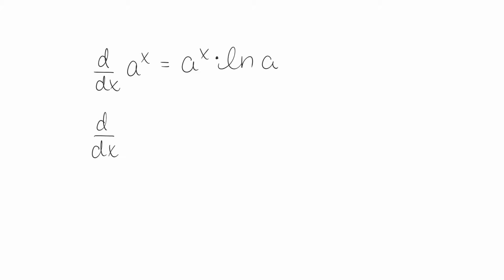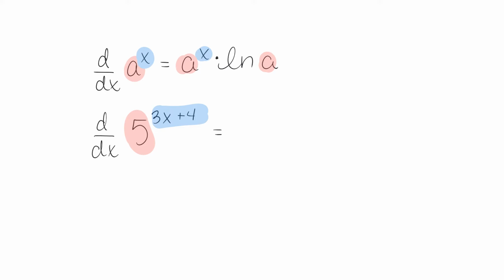Let's write this down so we don't forget. The derivative of a to the x is a to the x times the natural log of a. All right, so let's try another one. What is the derivative of 5 to the 3x plus 4? Again, my 5 is a, and 3x plus 4 is my x. So let's go through this carefully.